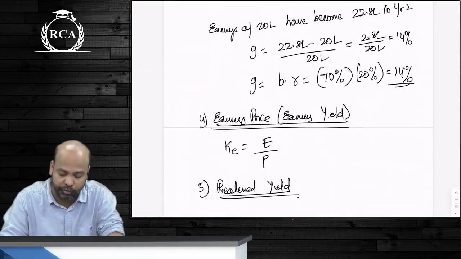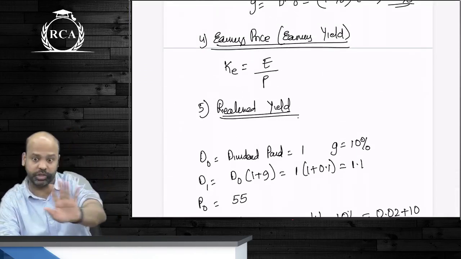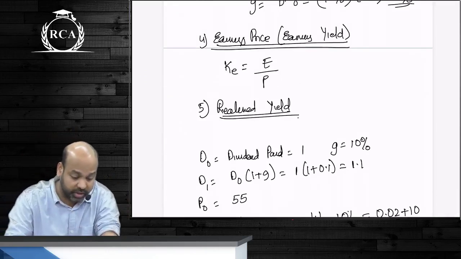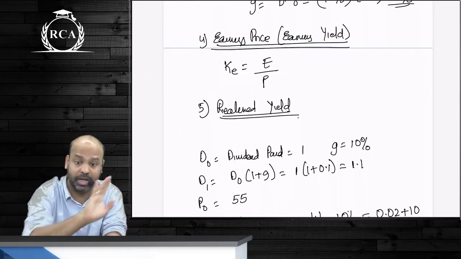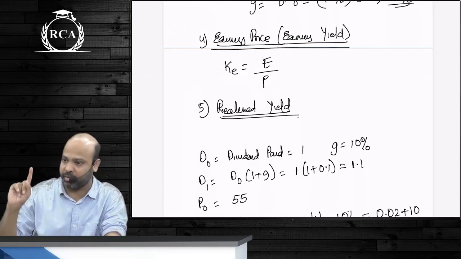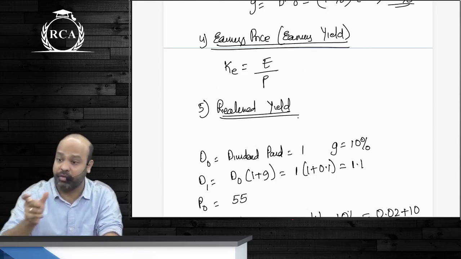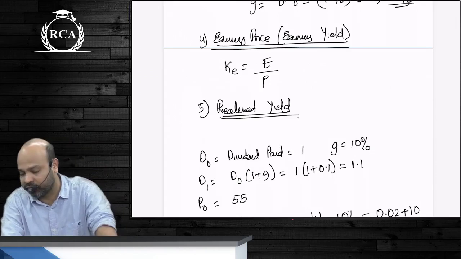After this, we moved on to the earnings price approach. I said unless otherwise given, you're not supposed to use the earnings price approach. You're not supposed to use the realized yield approach. The only methods that you're going to use are the dividend discount model or the capital asset pricing model. In this too, if they give us details of the capital asset pricing model, that is the first preference. If we do not have those details, then we move on to the dividend discount model.